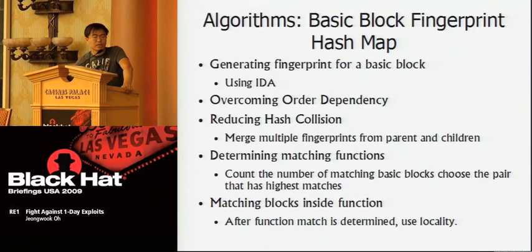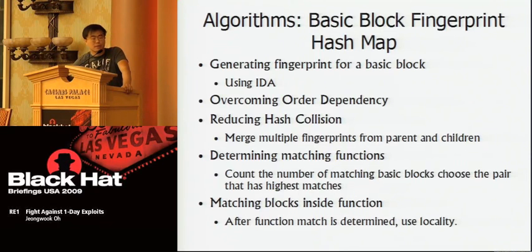And actually, we are using IDA for generating the fingerprint hash map. And there are some issues like order dependency. We will talk about this later. And there is hash collision. If a basic block is too small, then basic blocks can have collisions. There can be the same basic blocks in the same binary. So to overcome that, we can merge multiple fingerprints from parent and children nodes and make it more unique.